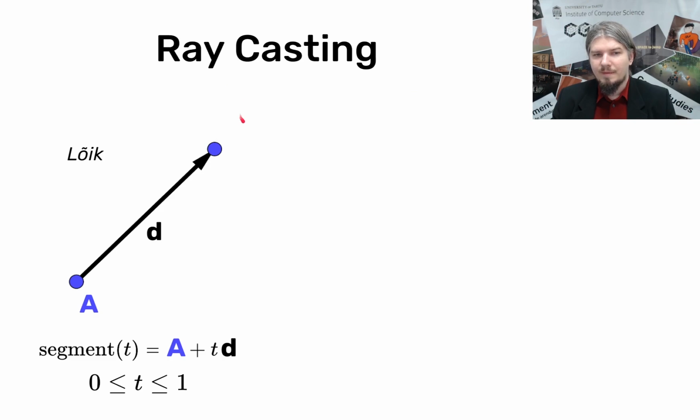For that, you might remember that we have already learned line segments. So line segments are these finite length lines where there is a start position and we can also define an end position. So here the start position is A and the end position is A plus t times d, and well, the parameter t has to be from 0 to 1.